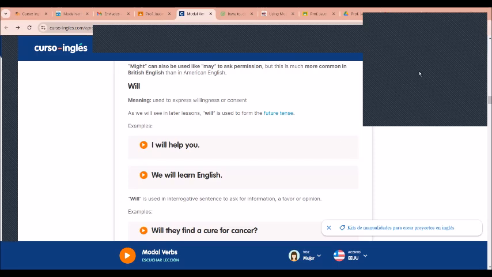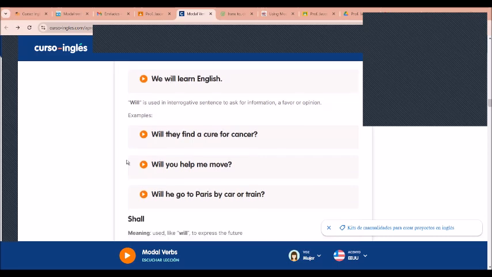Now, of course, we also have questions. Grethel, how do we use it in the question form? Yes, will is used in interrogative sentences to ask for information, a favor, or an opinion. Examples: will they find a cure for cancer? Will you help me move? Will he go to Paris by car or train?